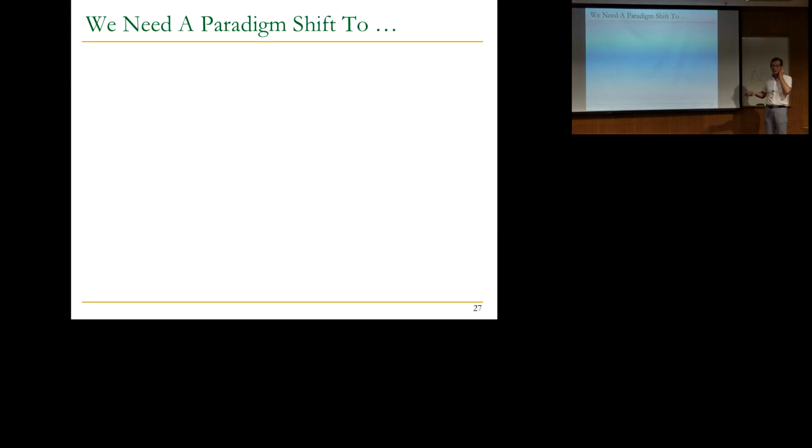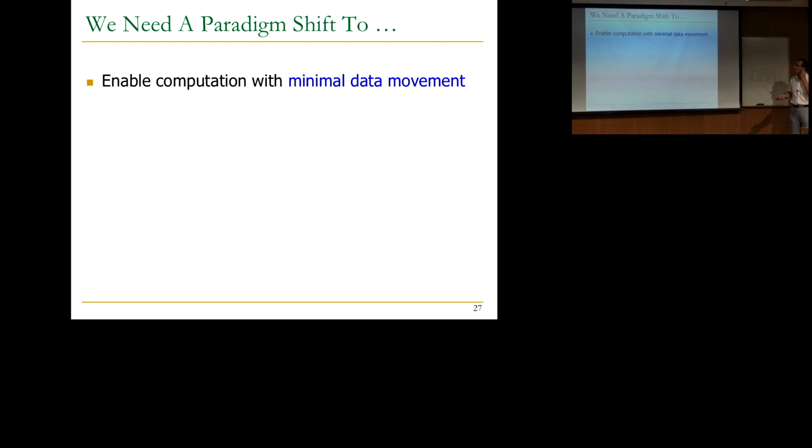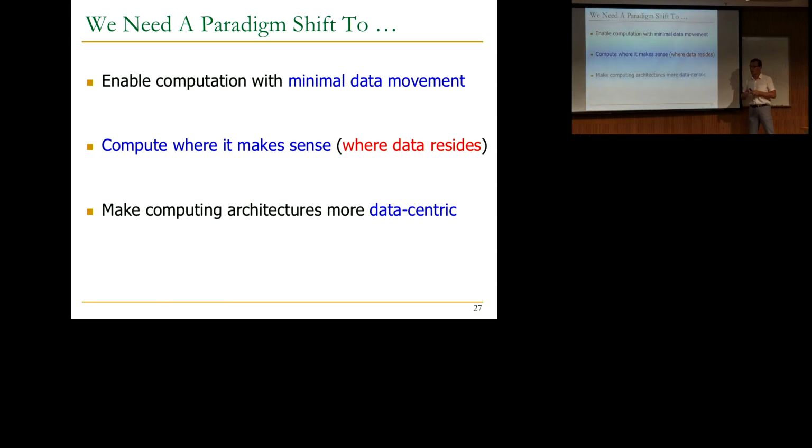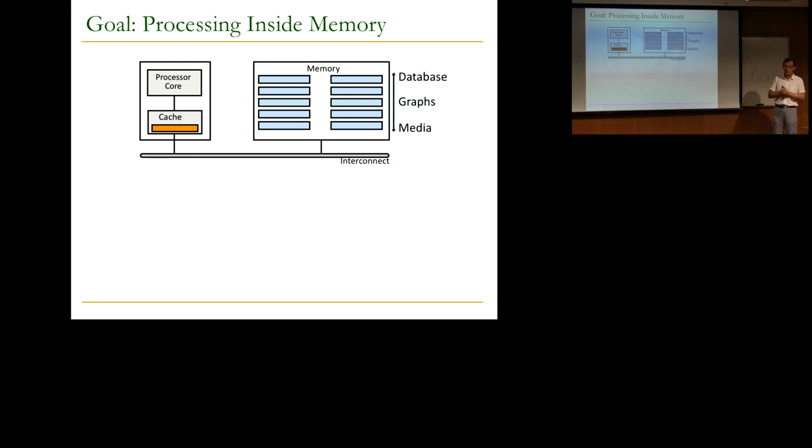So what do we want to do? We basically need a paradigm shift to enable computation with minimal data movement, and compute where it makes sense, where the data resides, as opposed to only in a single place that's possible, which is the processor or the accelerator. In other words, make computing architectures more data-centric. And that's what we're going to talk about.